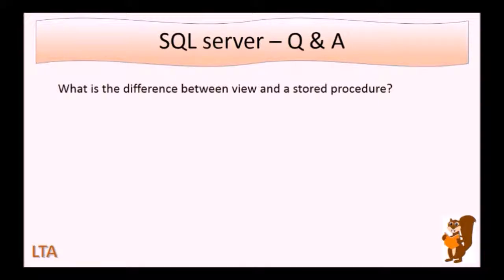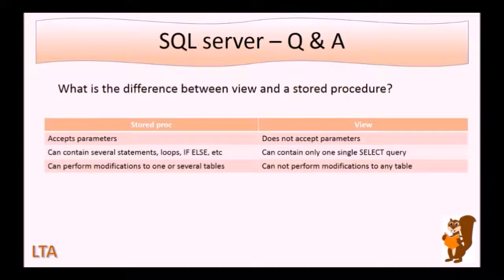This is one of the popular interview questions, difference between a view and a stored procedure. Here you go. Stored procedure accepts parameters, whereas view does not accept parameters. Stored procedure can contain a lot of statements, can contain loops, while, if, etc. Whereas view can only have one single select query. It can query a lot of tables, but it cannot have a lot of logic within it. Stored procedure can also perform modifications on the values of the tables, whereas view cannot actually modify any of the values in any of the tables.